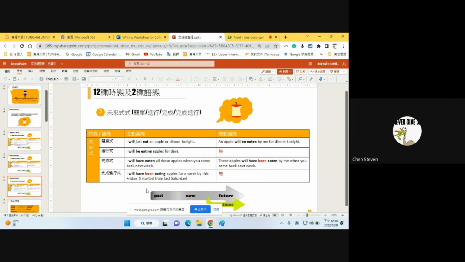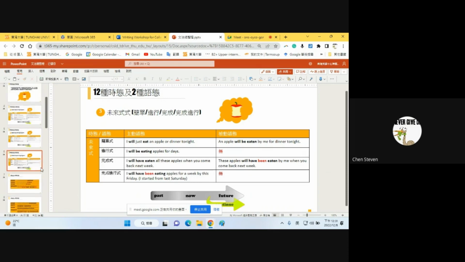For example, I have been eating apple for a week. I will have been eating apples for a week by this Friday, which means he started last Saturday, and then by this Friday, okay, which is tomorrow, it will be 1 week. But after that Friday, you are still continuing doing. You are still going to be eating apples. But Chinese students, they don't have this idea. So constantly, they make grammatical mistakes. Okay, so, you use this, and make your student learn.